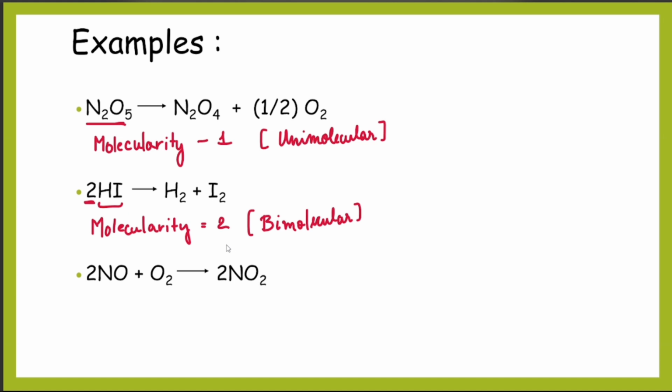Now let's move on to the third example. Here we have 2NO plus O2 gives 2NO2. Here we have two reactants, right? One is NO and the other one is O2. Here we have two NO molecules. So the total molecularity of this reaction will be, the number of molecules present here are two NO molecules and one O2 molecule. So altogether there are three molecules present. So the molecularity will be 3. As the molecularity is 3, the reaction is said to be a trimolecular reaction.